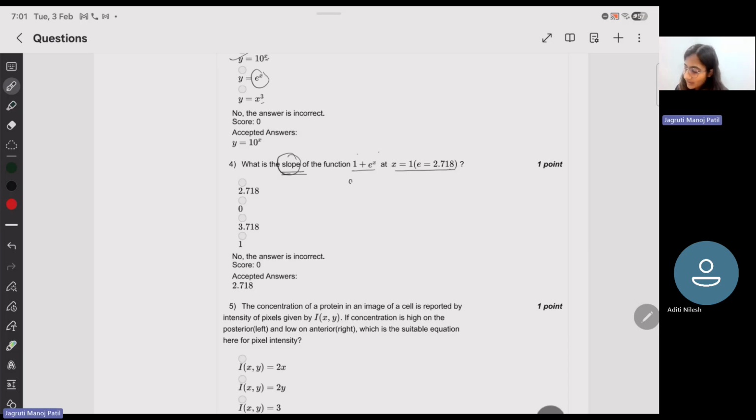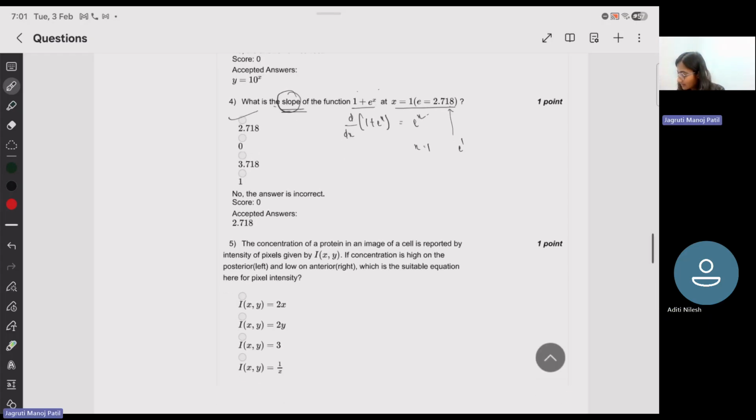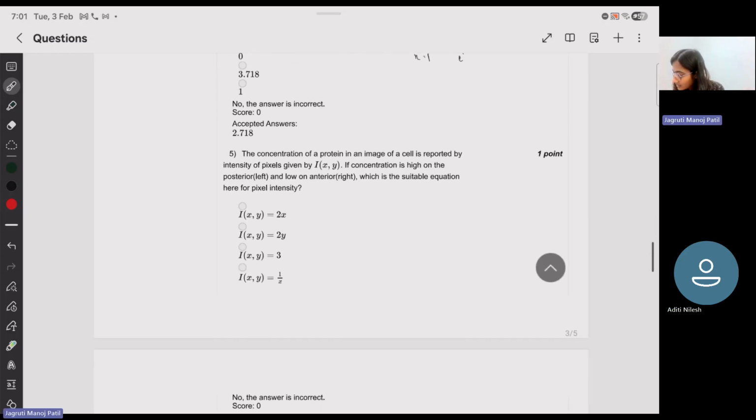That would be a derivative of this function. So this is nothing but e raised to x. Now you have x equal to 1, and you know e raised to 1 is this, so hence the answer is this. Understood? Yes, ma'am.